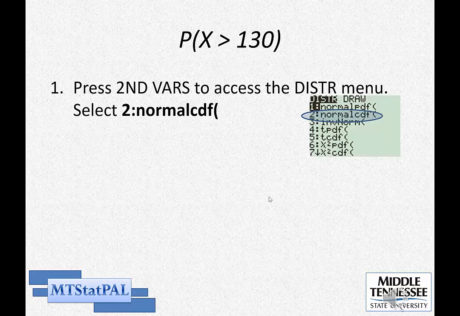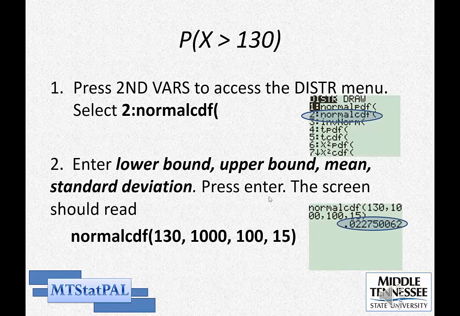Remember that second vars gives you the distributions. With the normal CDF prompt, we enter the lower bound of 130, comma, the upper bound, which is infinity, but we could use a really large number like 1,000, comma, the mean of 100, comma, and the standard deviation of 15. When we press enter, we get the answer to be 0.0227, which is about 2.3%.